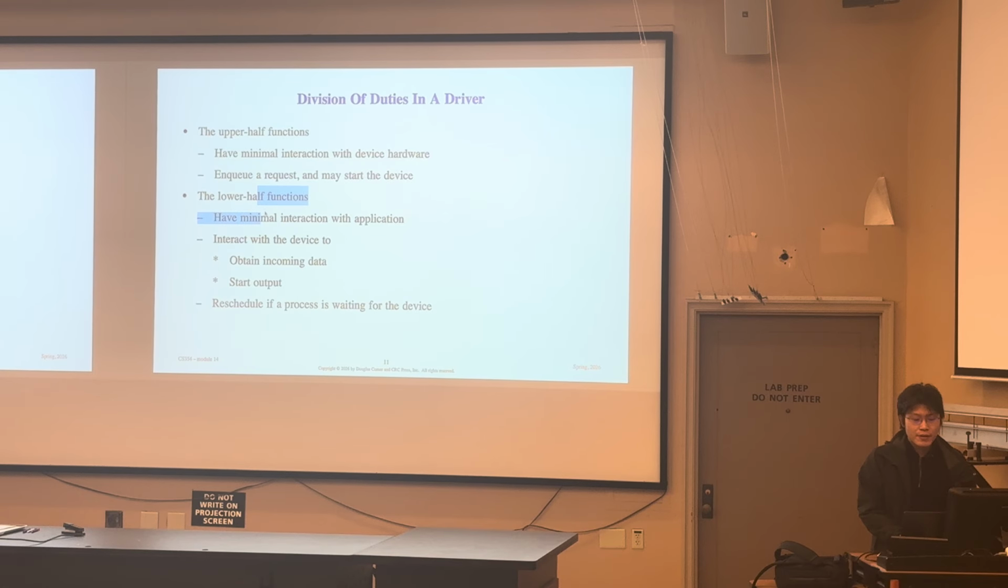The lower half has minimal interaction with the application. You can imagine the lower half is whenever there is an interrupt raised by the device, it will go and check. Maybe there is some read or write request in the queue, and you can go ahead and perform that request. So its goal is to have minimal interaction with the application and interact with the device to obtain incoming data or send the data out, depending on which request is in the queue.